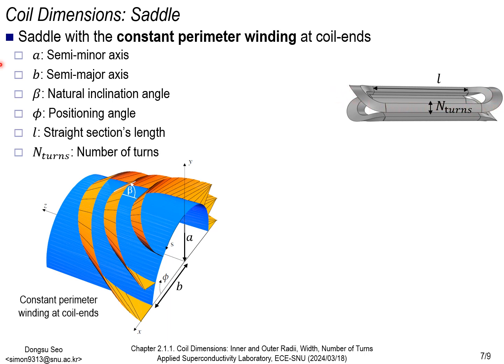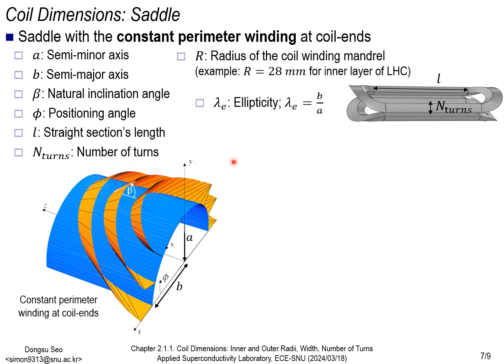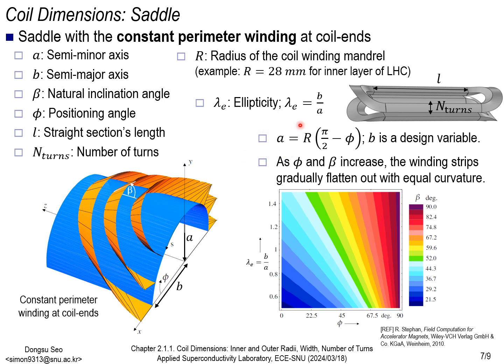To satisfy the condition of the constant perimeter winding, the saddle coil is designed to have a semi-minor axis, A, and a semi-major axis, B, by considering its elliptical shape, natural inclination angle, beta, located on the top of the ellipse, positioning angle, phi, for each new winding, straight section's length, L, and the number of turns. The semi-minor axis is determined by the following equation, while the semi-major axis value is a design variable. The graph on the below right shows that as the positioning angle and the natural inclination angle increase, the winding strips gradually flatten out with equal curvature.